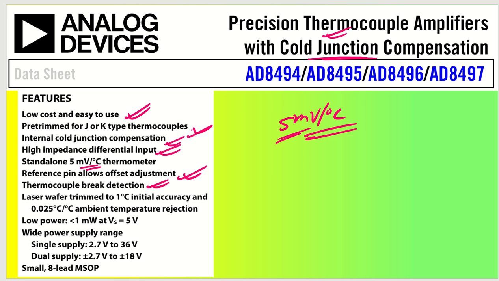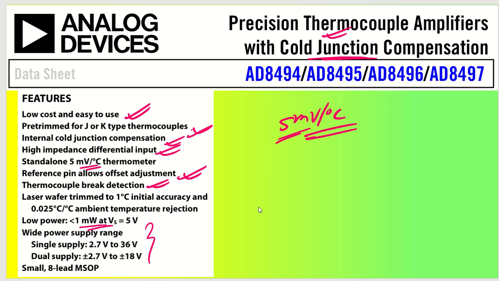Now if you talk about power consumption, it is less than 1 milliwatt. If you have a supply voltage of 5 volt, it will be consuming less than 1 milliwatt of power. And the wide supply voltage range is the beauty of this particular IC that I have taken for my designs. It can take a supply range from 2.7 volt to 36 volt, and if you have a dual supply, then it will take plus minus 2.7 to plus minus 18 volt.